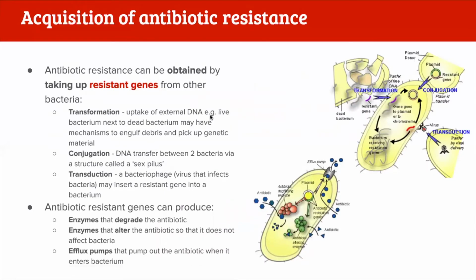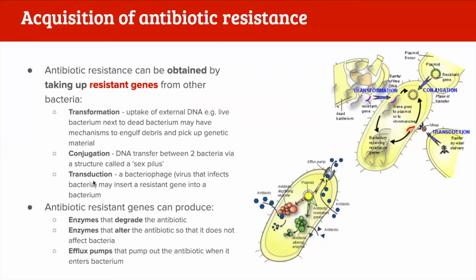So antibiotic resistance can be obtained by taking up resistant genes from other bacteria as well. So there's three mechanisms you need to be aware of. So the first is transformation, which is the uptake of external DNA. So for example, a live bacterium next to a dead bacterium may have mechanisms to engulf debris and pick up genetic material. There's also conjugation, where there's DNA transfer between two bacteria via a structure called a sex pilus.